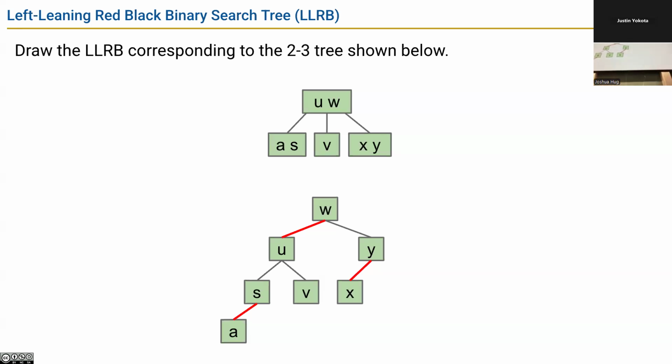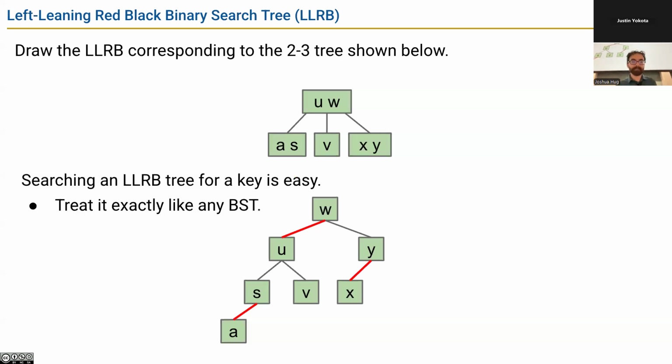Yeah, only left or only right makes life simpler. Let's make it a bit unbalanced, but as it turns out, it's not going to be too bad. I'll come to that later. Now searching an LLRB tree for a key is easy. You treat it exactly like a binary search tree. Where's V? Is WV? No, go left. Is WU? No, go right. V, I found it. So you don't care that the lines are red or black. That'll only count when we add.